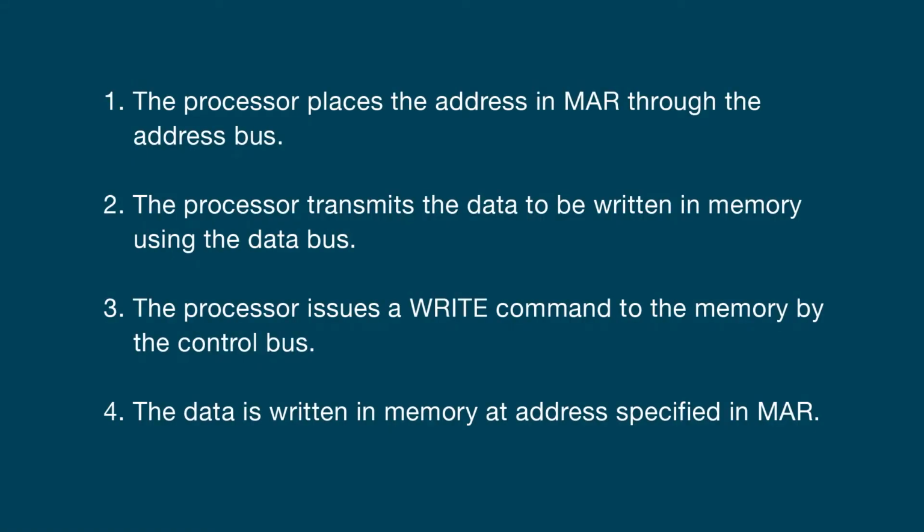Similarly, the following sequence of events takes place when information is written into the memory. The processor places the addresses in MAR through the address bus. The processor transmits the data to be written in memory using the data bus. The processor issues a write command to the memory by the control bus. The data is written in memory at the address specified in MAR.